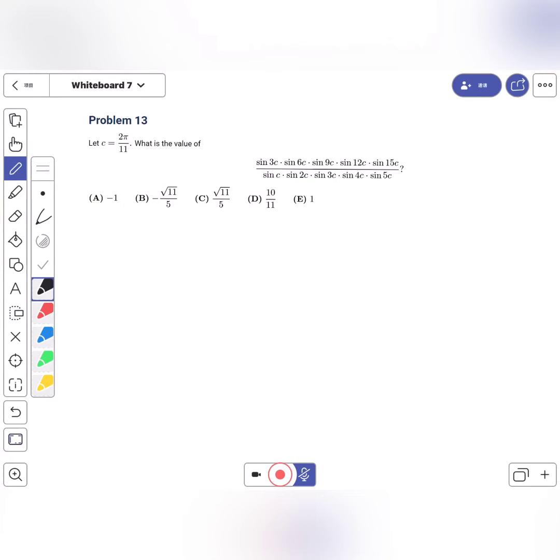Suppose c equals 2 pi over 11. What's the value of this expression? So for this problem, an important observation is 11c is equal to 2 pi. That's pretty basic. And also, we have sine of alpha plus 2 pi is equal to sine of alpha. This actually makes a lot of sense because you're basically doing the same angle with respect to the unit circle. And also, we have sine of 2 pi minus alpha, and that gives us negative sine alpha.